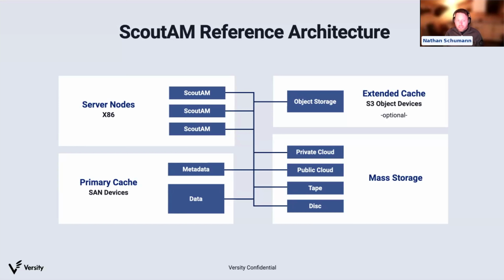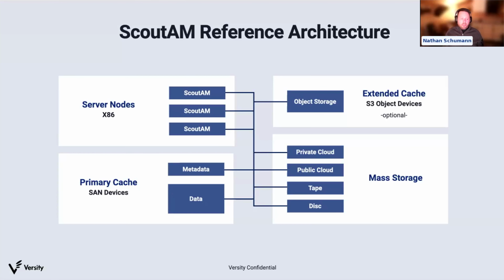There's a question about ECS. So ECS actually can play in both. ECS is Dell's object storage. So that can be what we label here as private cloud. So a mass storage copy can certainly be on ECS, and then obviously it can be part of the extended cache piece here too.